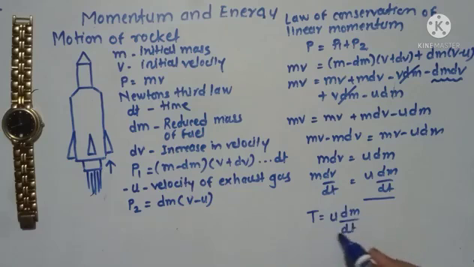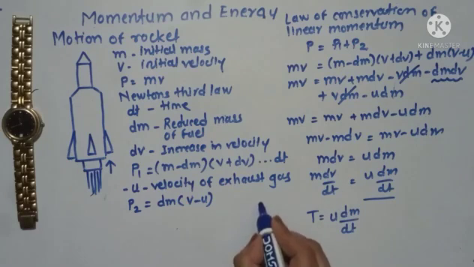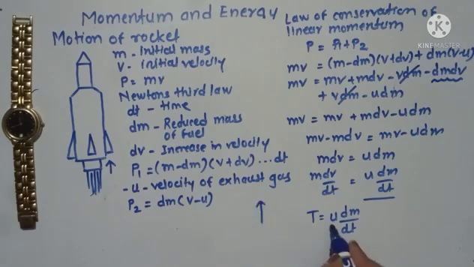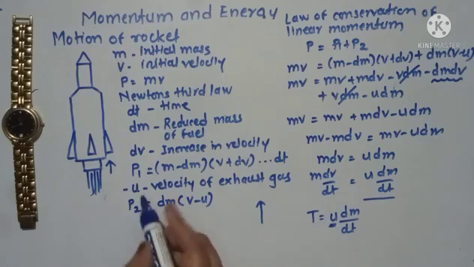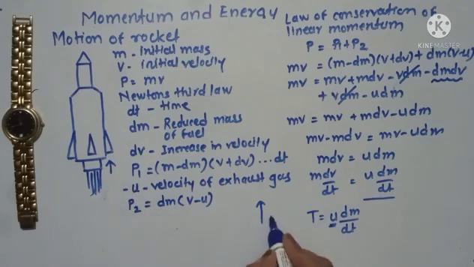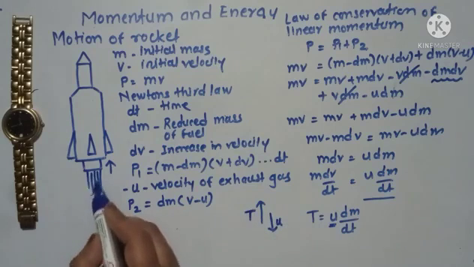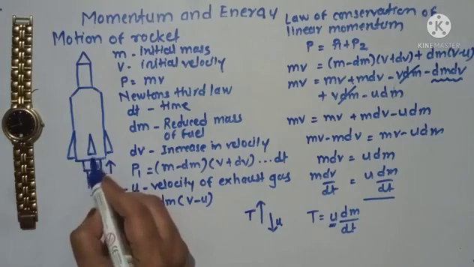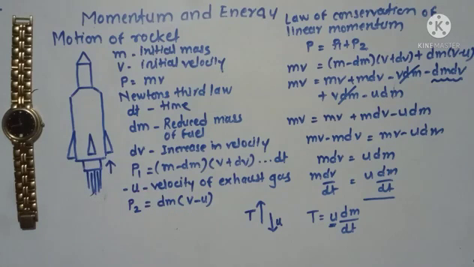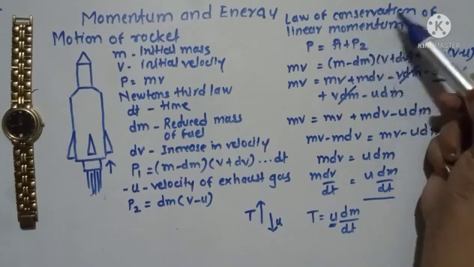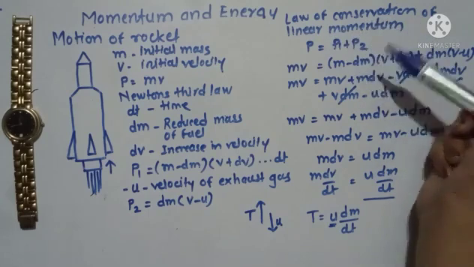Upward thrust means the force which is applied to the rocket for its upward motion. It is supplied by u, the velocity of the exhaust gas, which is in a downward direction. So every action has an equal and opposite reaction. The combustion of this exhaust gas will generate exactly equal and opposite upward thrust. This is how we can use the law of conservation of linear momentum to derive the motion of the rocket.